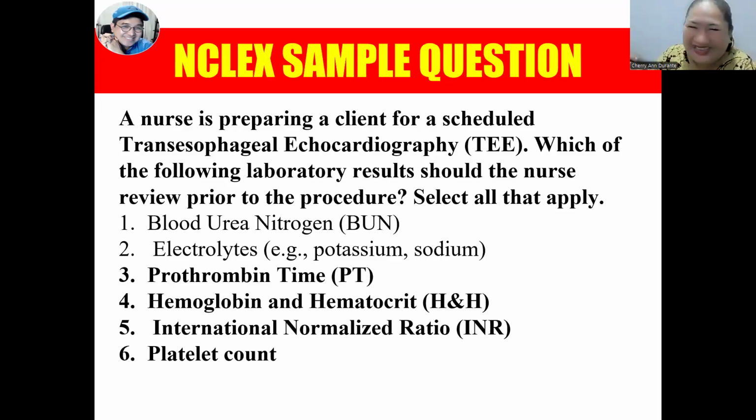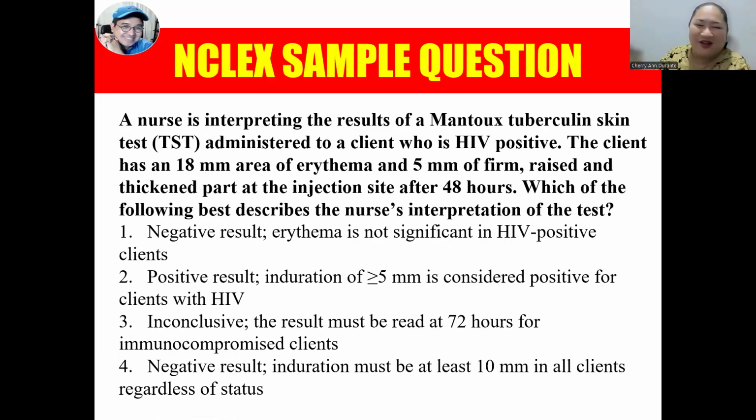Good job, guys! Why do we check PT, prothrombin time, hemoglobin, hematocrit, INR, platelet count? These are all indications of possible bleeding. BUN, electrolytes: there's no contrast medium, as was stated, if it's the regular TEE, so you don't need to check the BUN. Electrolytes, well, potassium and sodium, are not affected by your TEE. But the bleeding is your highlight. So there you go. Guys, are you learning? Good job, everybody. So we go to our next one.